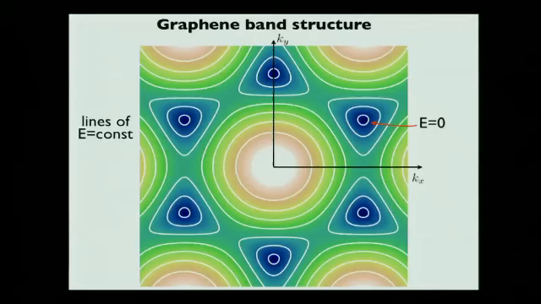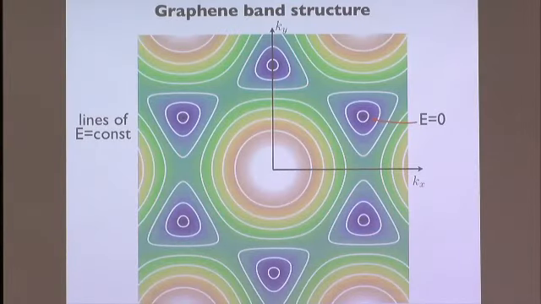So here is this function, the lines of constant energy plotted as a function of kx and ky. There are points where the energy is 0. We will say more about them in a minute. Apart from that, this pattern is periodic. So this kind of hexagonal pattern would repeat periodically in the space kx and ky.